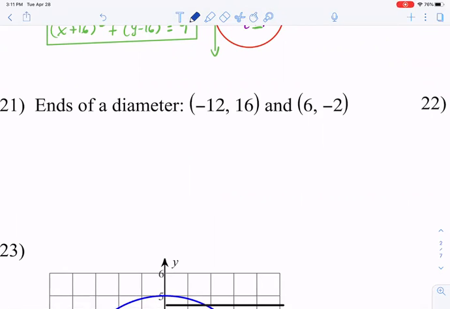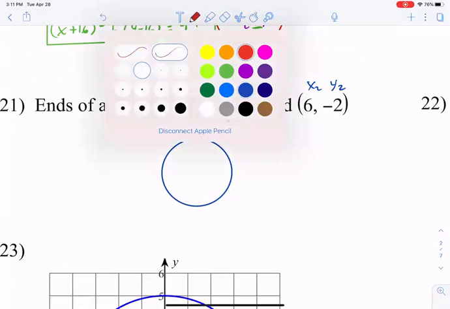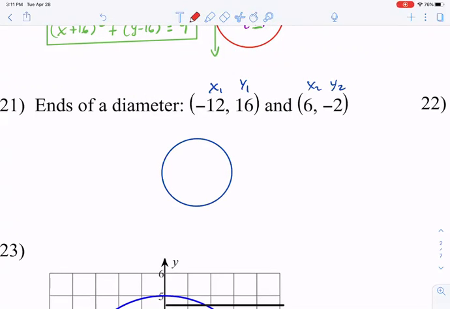Okay. So here, they don't give me the center and they don't give me the radius, but I know that these are the ends of the diameter, right? So I can call this x1, y1 if I want, and this is x2, y2. And if I draw a circle here, okay, this is the circle, and they're saying that these are the endpoints of the diameter. So this is 6, -2, maybe that's around here, and this is x2, y2. That's how I label it.